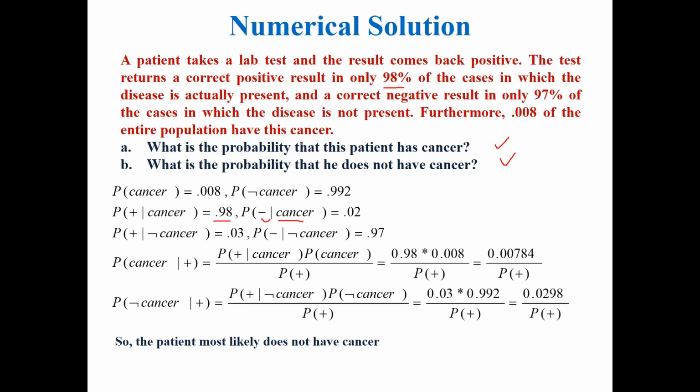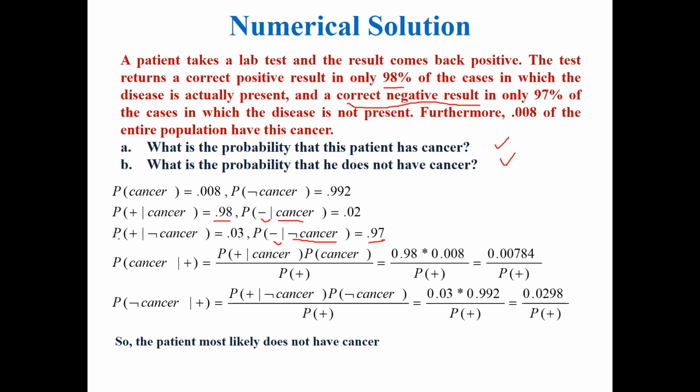Next, what is given? That the probability of getting the correct negative result is only 97%. So if 100% people do the test, out of those 100%, only 97% get the correct negative result. So the correct negative result is 0.97. That is the probability of getting the negative result given that the cancer is not present. That is given as 97%, that is 0.97.